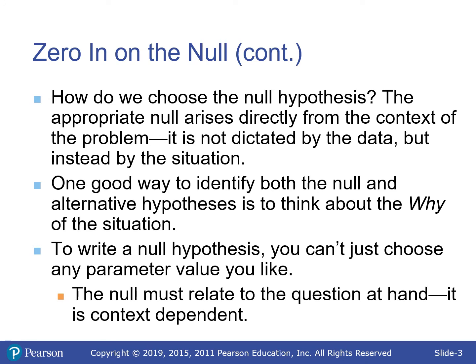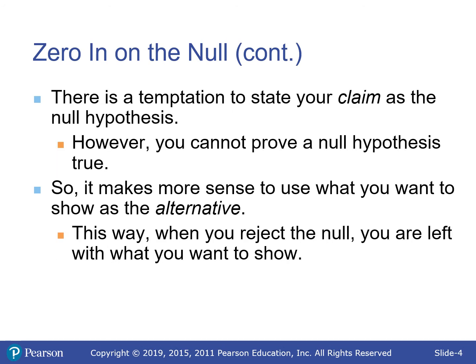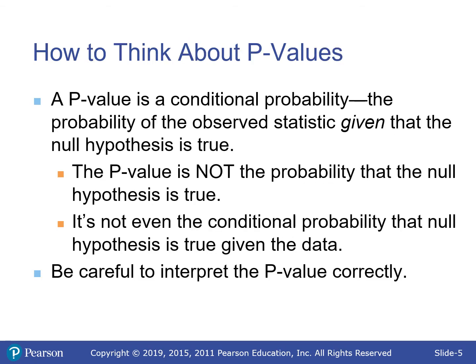And you can't just choose anything. It has to relate to the question at hand. It's context dependent. So again, you cannot prove the null hypothesis. So the one you want to show is the alternative hypothesis, that it's greater than or less than something. Therefore, if you reject the null hypothesis, what you end up with is true.